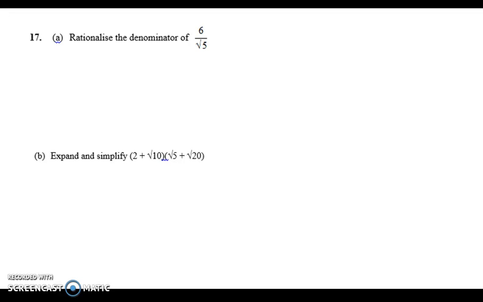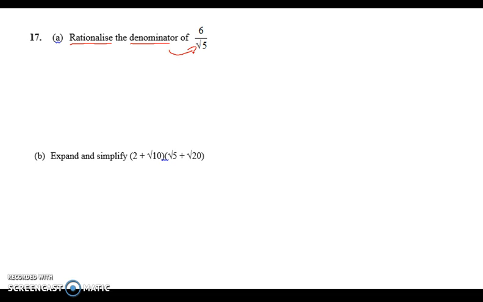Okay, question 17. We are asked to rationalise the denominator of 6 over root 5. So rational means a number that can be expressed as a fraction, and root 5 is not something that we can express as a fraction because it's a decimal that goes on and there's no pattern to it, so it's very hard to represent as a fraction. So we need to get rid of the root 5 from the bottom of this fraction here.